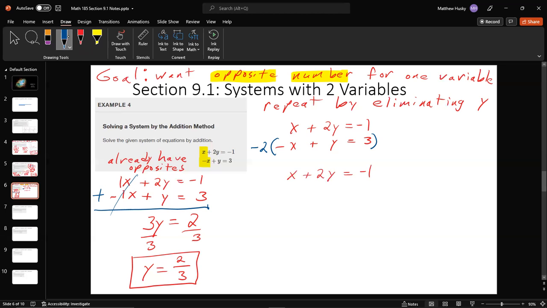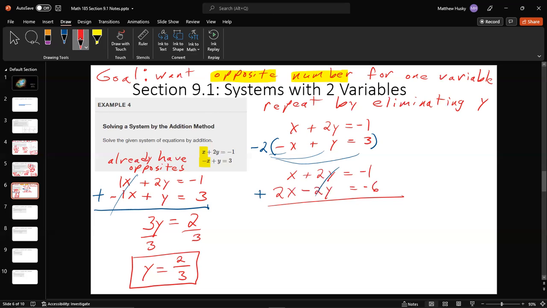What I'm going to do is distribute, and multiply everything on the bottom by -2. -2 times -x is +2x. -2 times y is -2y. -2 times 3 is -6. Then we're going to add yet again, and this time around we're going to get rid of the y's. The y's will cancel each other out in this instance.